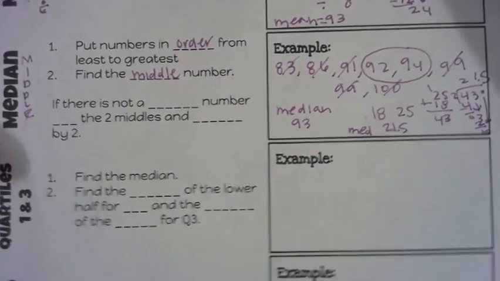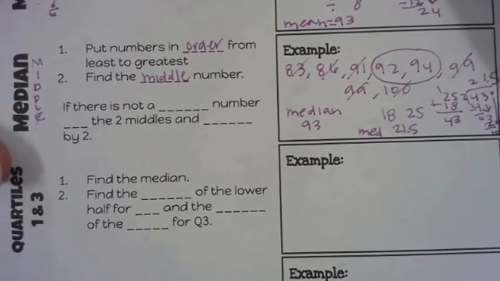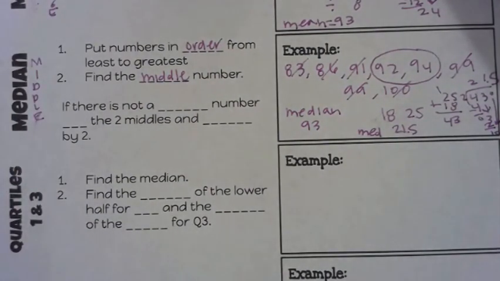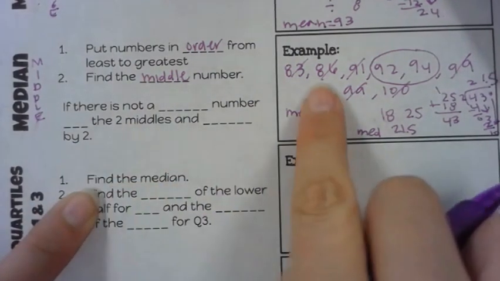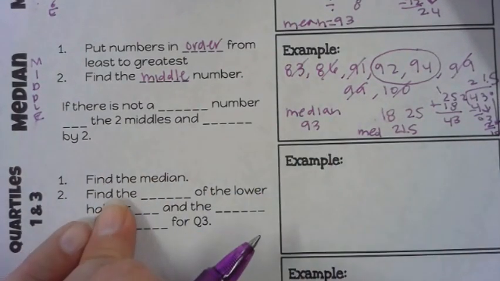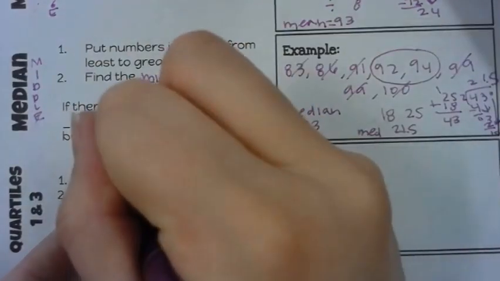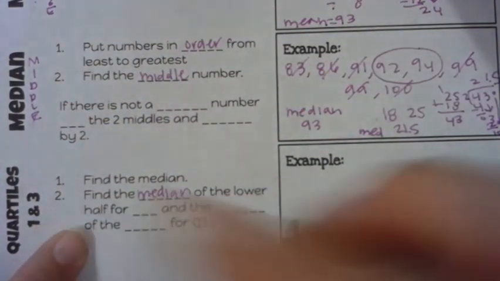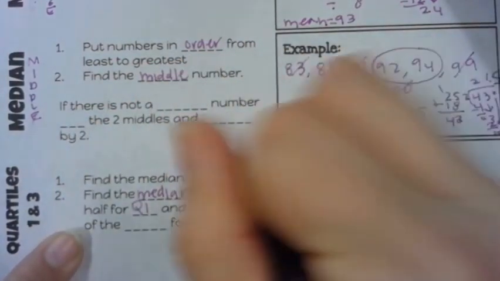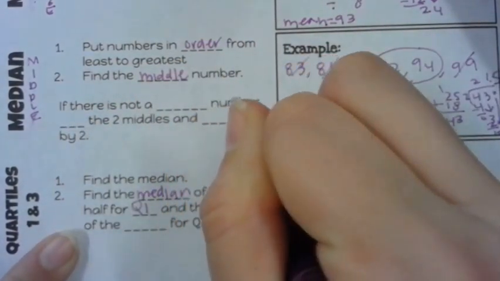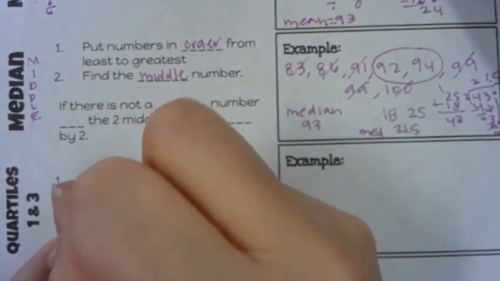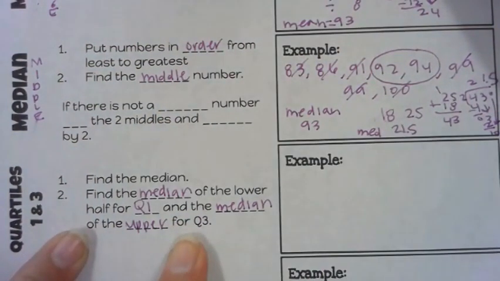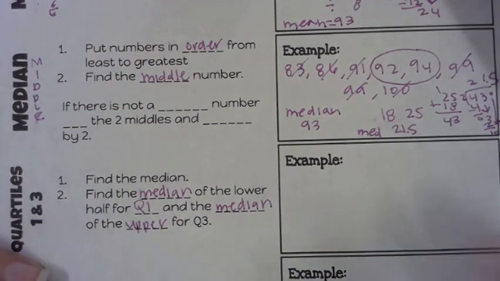All right, next one. This is one that's been coming up quite a bit on IXLs and then the benchmark, so we're going to get to the quartiles. As far as quartiles go, what you are going to do is find the median, which is what we just learned how to do, and we're going to find the median of the lower half for Q1 and the median of the upper half for Q3. Okay, so let's break it down.